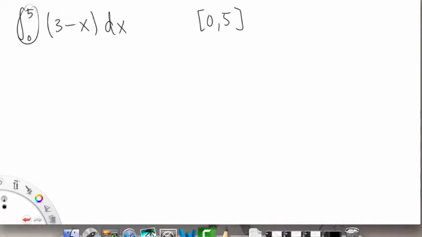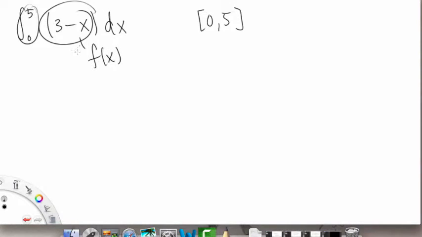So let's see an example of this in action. Let's say we want to compute the integral from 0 to 5 of 3 minus x dx. Here are the limits of integration, we're integrating from 0 to 5. And then this is our integrand, like our f of x.